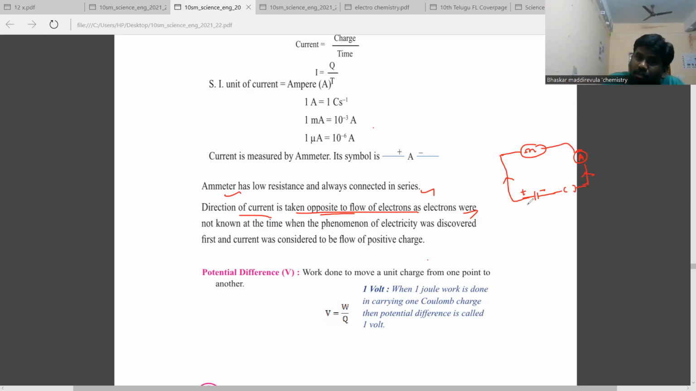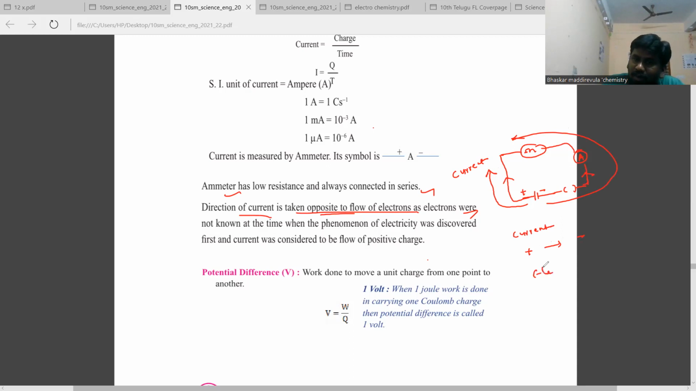The direction of current is always from positive. This is the direction of current, and the direction of electrons is opposite. So current will flow from the positive terminal to the negative terminal.